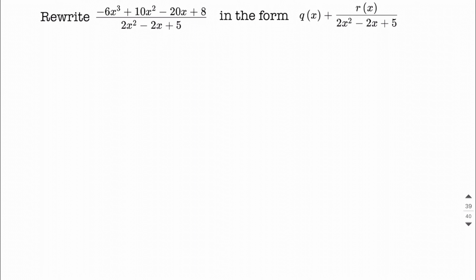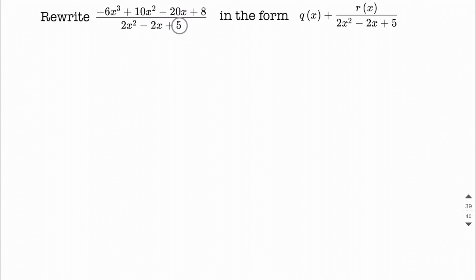In this example, we're going to do some long division of polynomial functions. As you can see, everything is nice and organized. It's descending order: x to the third, second, first, and then a constant; x to the second, first, and then a constant. Because there is an x to the second power in our denominator, we're definitely going to have to use long division to accomplish this goal.